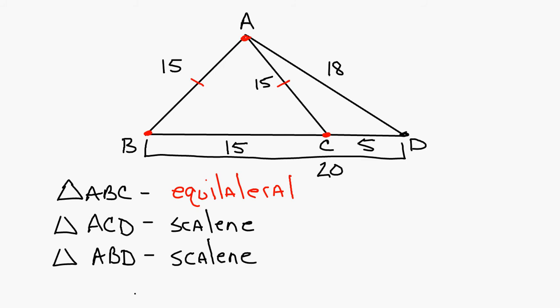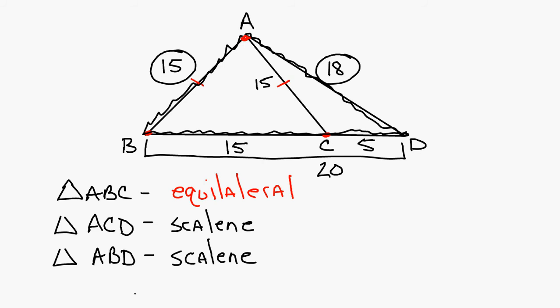Wait, so the numbers would only be 15 and 20, there wouldn't be a third? 15, 20, and 18. Triangle ABD only has 3 sides. It's got A to B over to D and back up to A. Oh, okay. One side is 15, one side is 18, and this third side is 20. You've got to add the 15 and the 5.